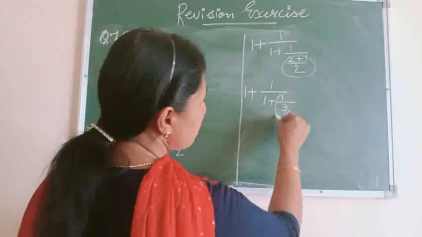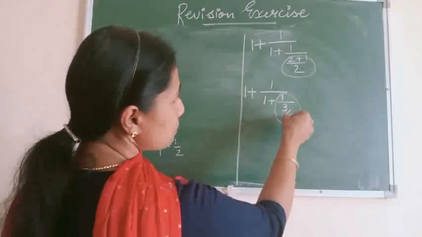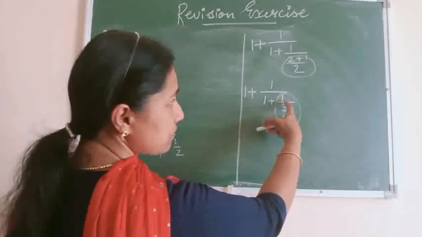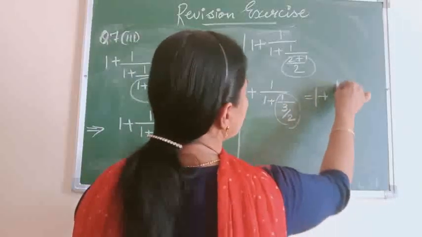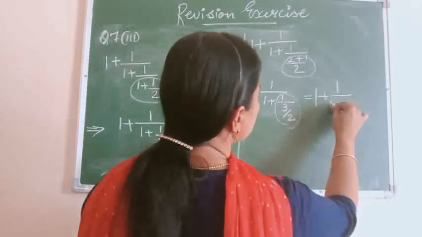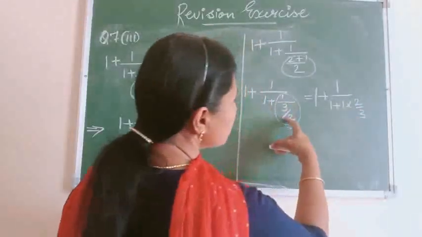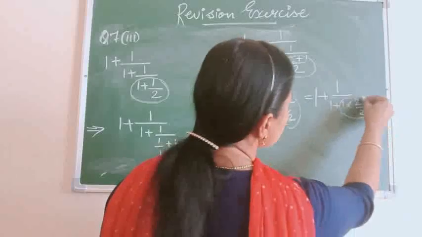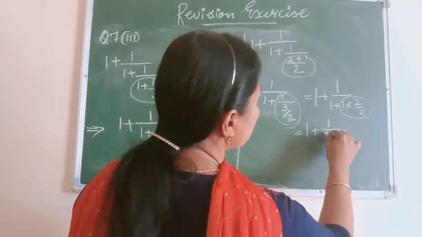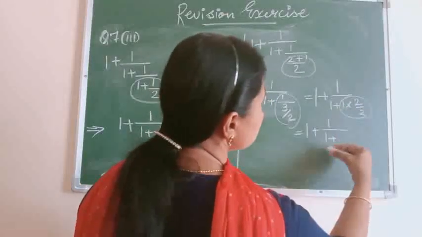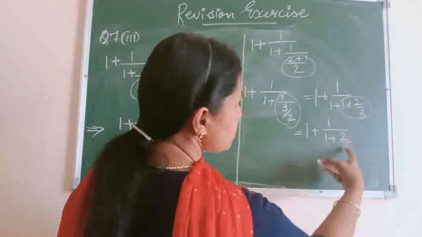Now see, first of all we will solve this one. 1 means fraction you can take as 1 upon 1. 1 upon 3 by 2. You have to take the reciprocal of 3 by 2. It is fractions division. So that we are doing here. Then it will become 1 plus 1 upon 1 plus this one. 1 multiplied by 2 by 3. Reciprocal of 3 upon 2 is 2 by 3. Now we are finding the answer of this one. Then it will be 1 plus 1 upon 1 plus 1 into 2, 2 and 3. 2 upon 3. Answer of this 1 into 2 upon 3, it is 2 upon 3.